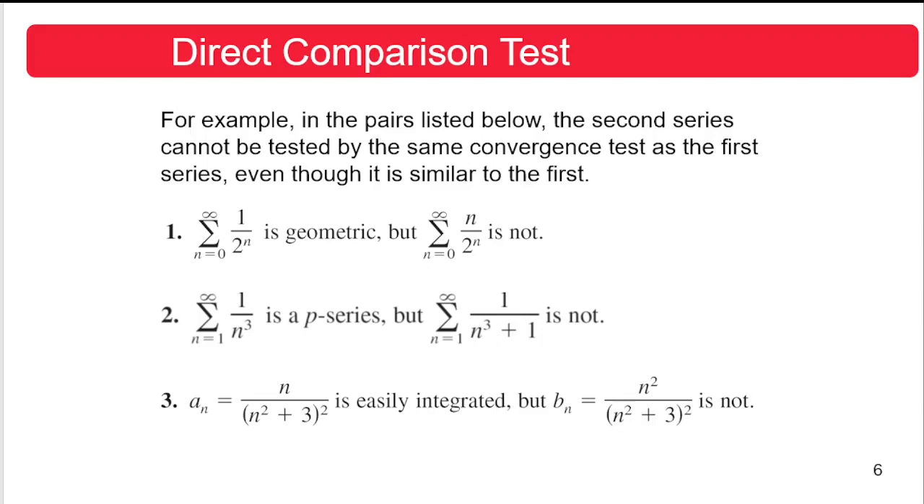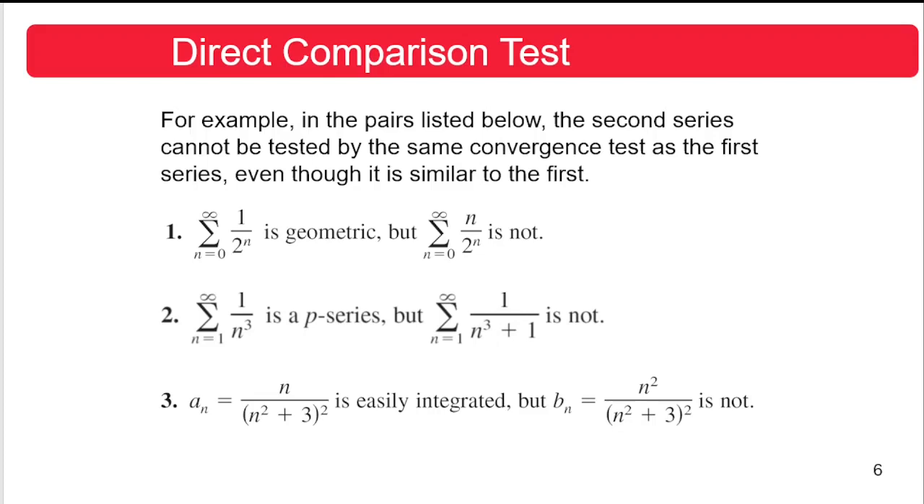For example, in number 1, given the series summation of 1 over 2 to the n, where n is from 0 to infinity, this series is a geometric series, so we can determine whether this series is convergent or not. But the second series, although similar to the first, is not an example of a geometric series. So we cannot determine whether this series is convergent or divergent using the geometric series test.